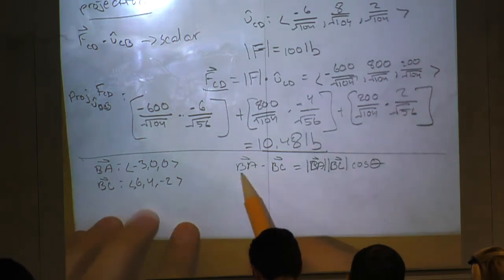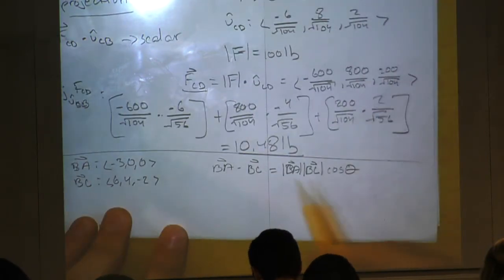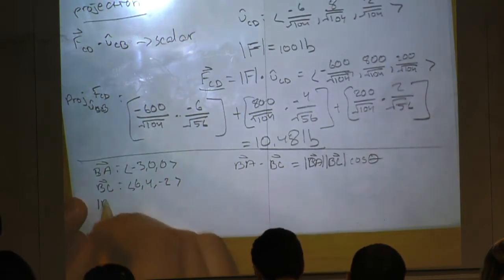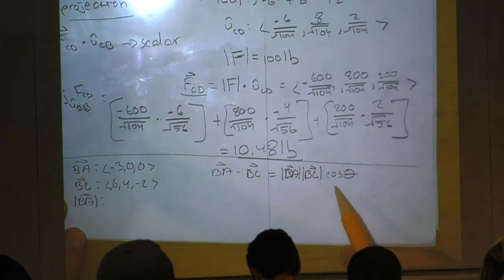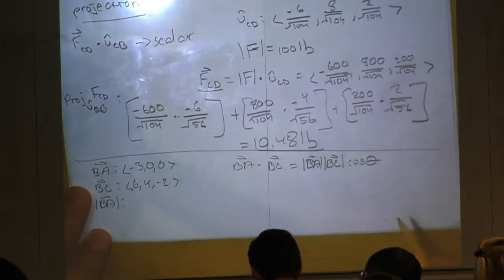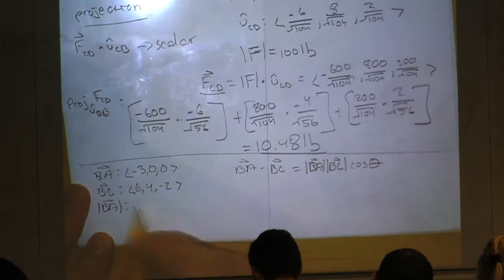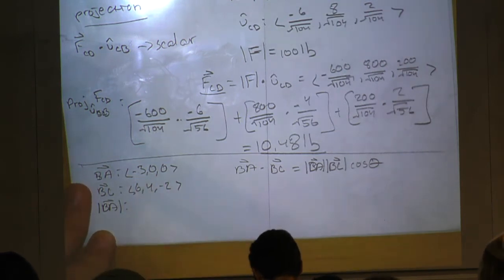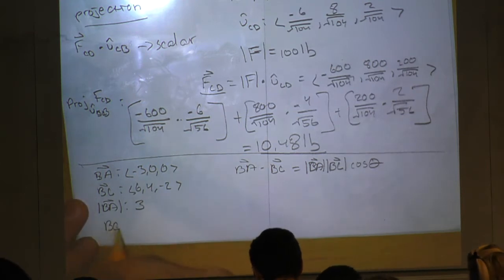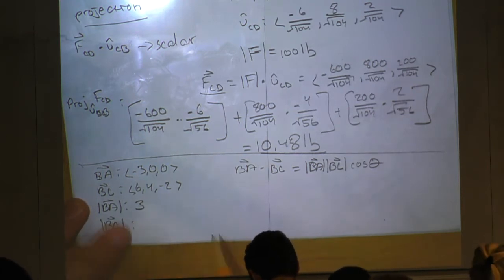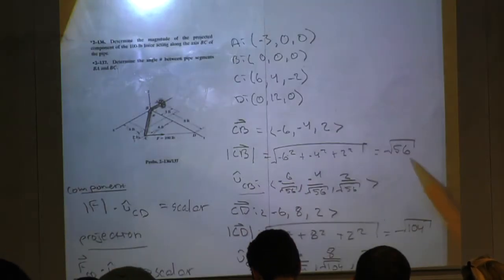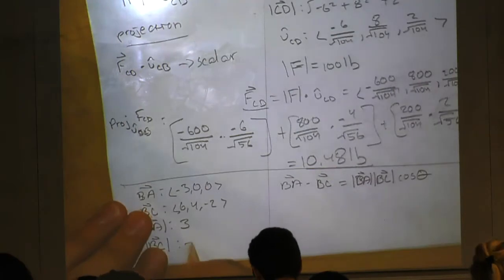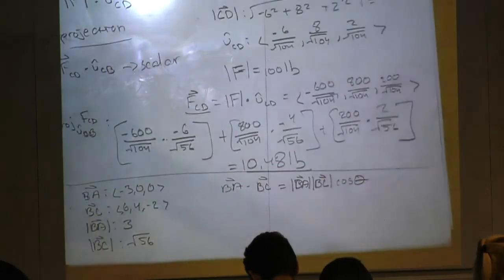So I need these vectors here, and I also need their magnitudes. I found the vectors, now I need to find the magnitudes. And then I can use inverse cosine to find this theta. So the magnitude of BA, right, is the square root of 3 squared, which is 3. And the magnitude of BC we did up here, right? We got root 56.